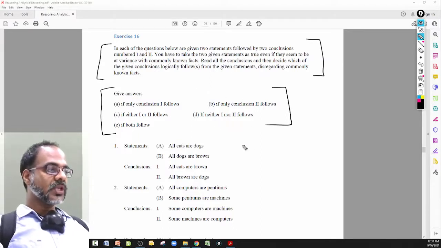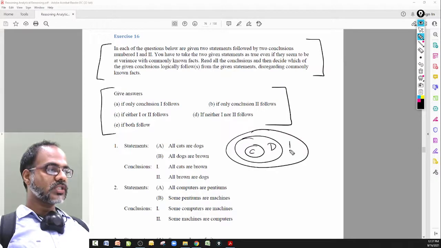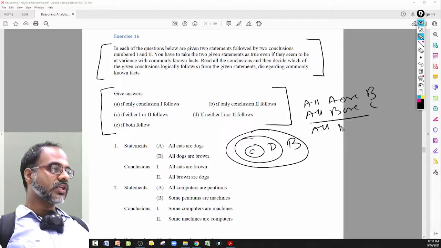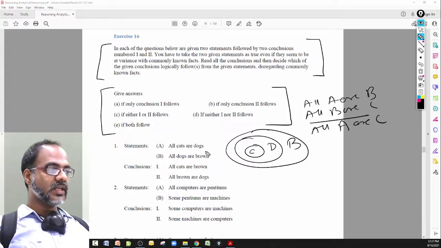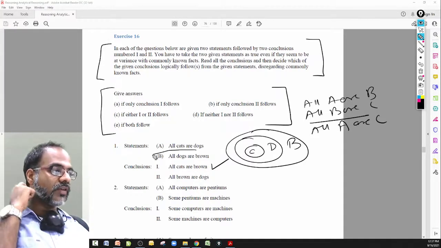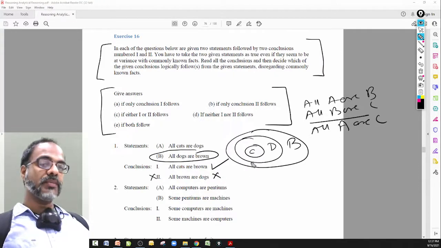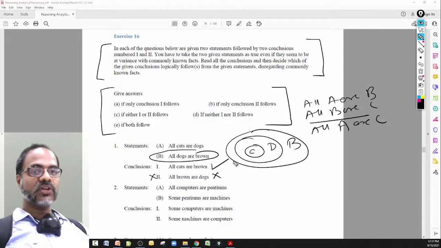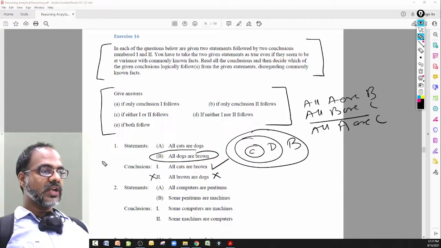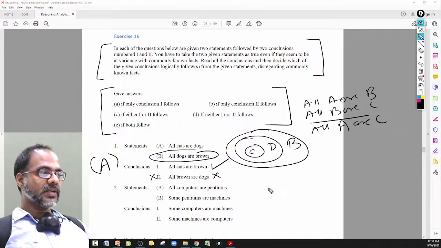This is the pattern. So the first one says that all cats are dogs and all dogs are brown. We know that if all A are B and all B are C, then one default conclusion is that all A are C. So saying all cats are brown is definitely true, but the reverse of an all statement is not all. So the second one is not necessarily true, it may or may not be true. It is not a surety. Only the first conclusion is always true, right? So definitely option A has to be marked as the answer here.